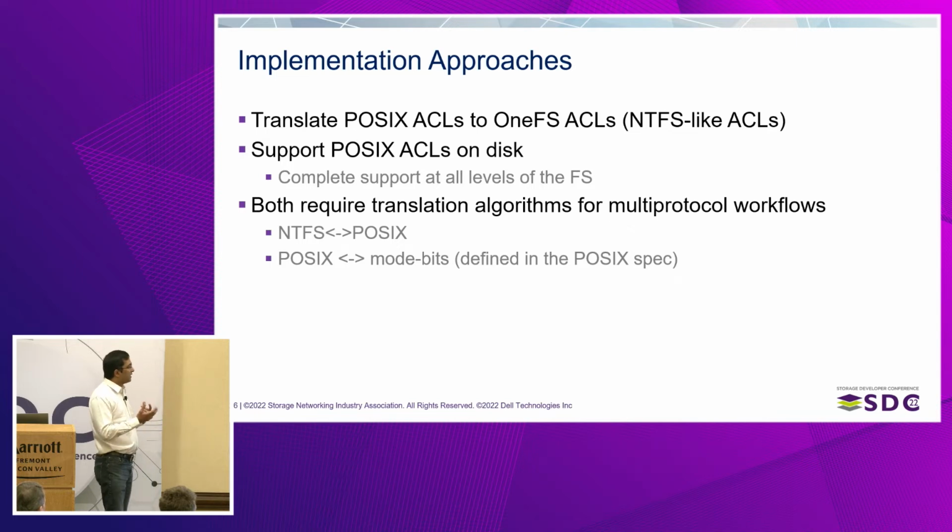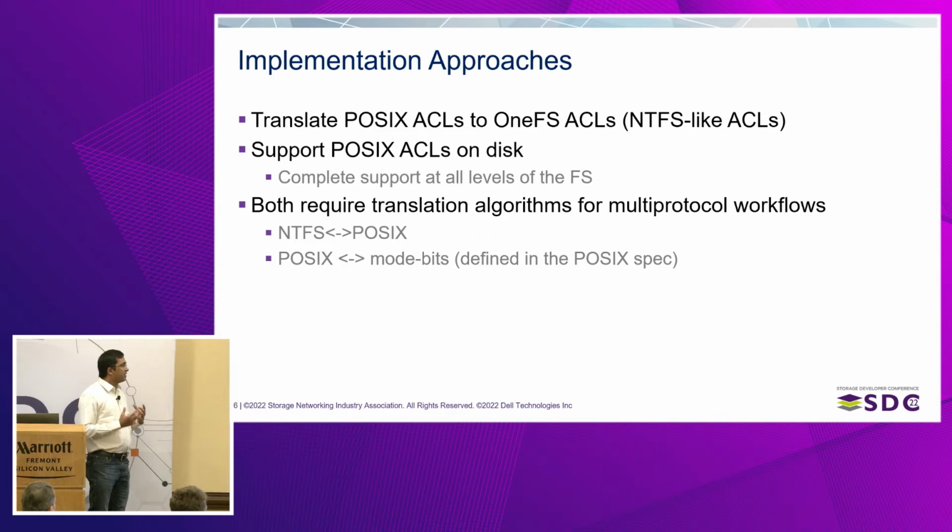These are the approaches that we considered. One approach was to translate the POSIX ACLs into the OneFS or NTFS style ACL and write that to disk. Essentially, you are making the NTFS permission checking algorithm provide you with the access checking semantics of a POSIX ACL. Right? That's what you're trying to do.